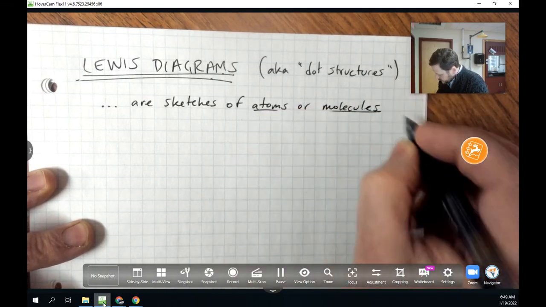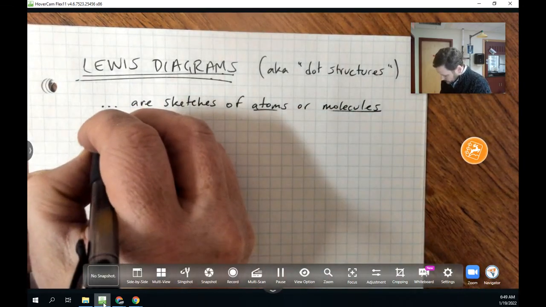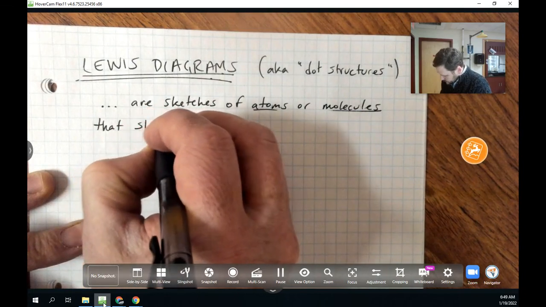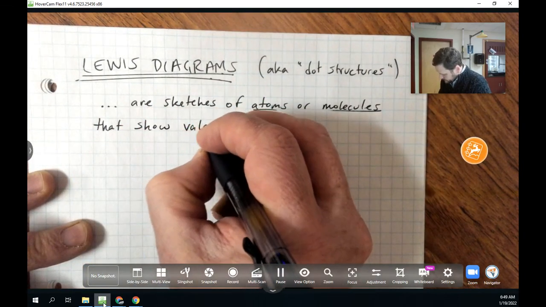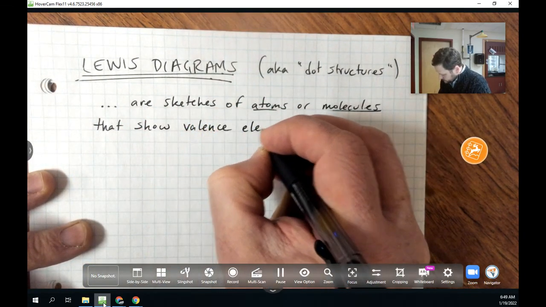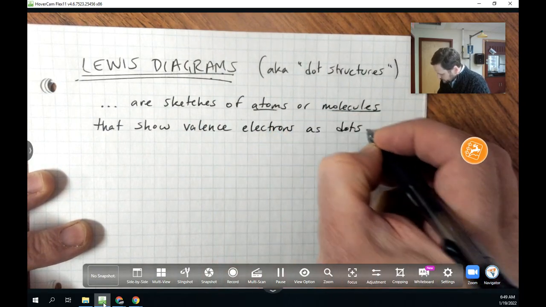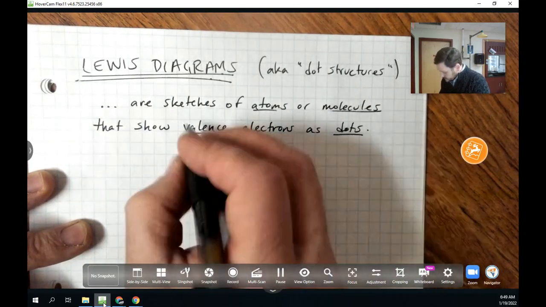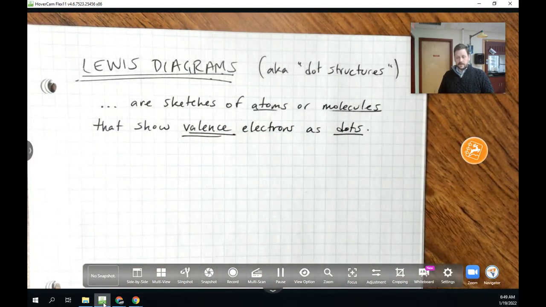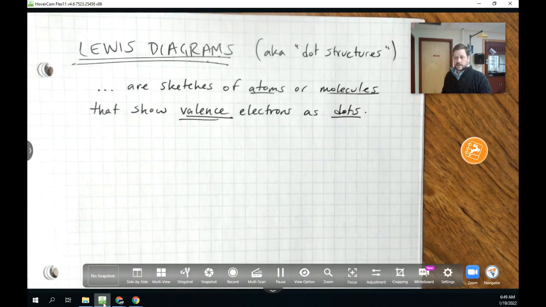So they're sketches of atoms or molecules that show valence electrons as dots. And it's important to note that it's just the valence electrons that are shown. And the reason is we want to know how valence electrons are involved in bonding, or which valence electrons are bonding electrons and which are non-bonding electrons. Let's look at a few examples.